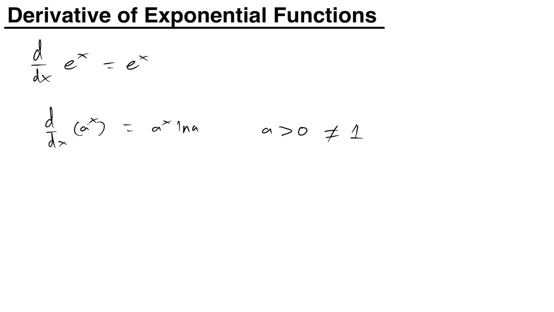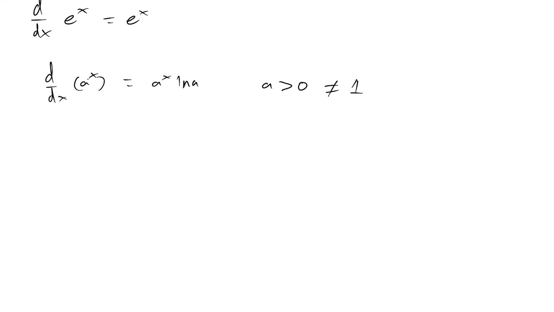Now if there's more than just x in the exponent, we need to use the chain rule. And that's for both when the base is e and when the base is a number greater than 0, not equal to 1. So there's a few examples of this. Let's say we have the derivative of e to the u of x is equal to e to the u of x times u prime. That's simply the chain rule.